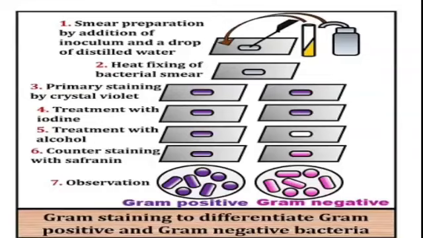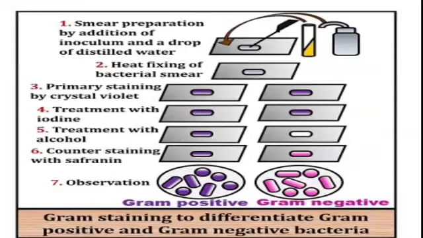So what happens here? The smear is prepared the same way we do it in simple staining. You take a drop of distilled water and inoculate the specimen with the inoculation loop, and then you heat fix it. After that you apply the primary stain. This slide shows two slides. One is gram positive, the other one is gram negative cocci.